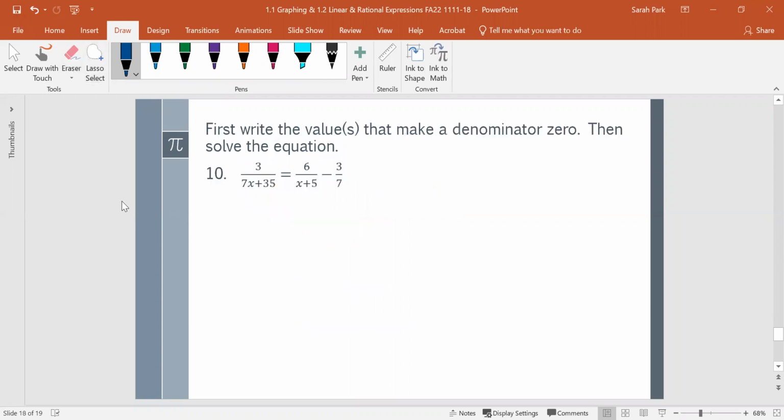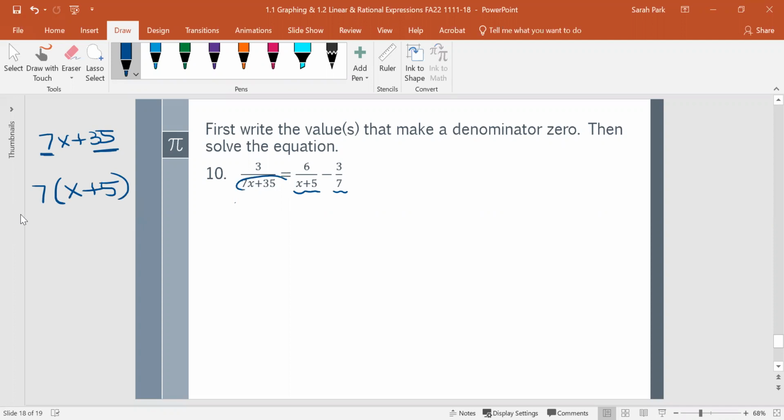Okay, let's take a look at number 10. This is a rational equation. We're going to first find values that make the denominator 0 and then also solve. Again, try to factor all the denominators if possible. x plus 5 and 7 is already kind of factored. That's the simplest you can get. We can try factoring 7x plus 35. So we see 7 here, we can divide out a 7 from both 7x and 35. That will give us 7 times x plus 5.